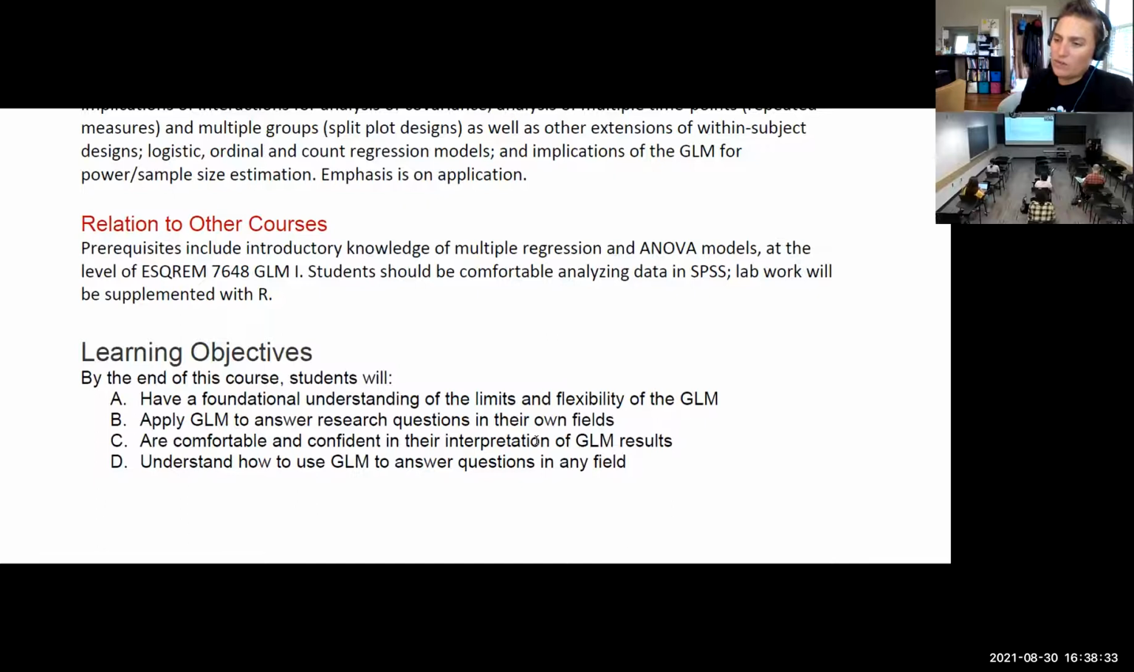And then also in this course, my goal is for you to understand how GLM will work in just about any field. So oftentimes within these courses, we have people who come from lots of different areas of the university. So we'll be looking at each other's work to help understand how GLM cuts across multiple fields.